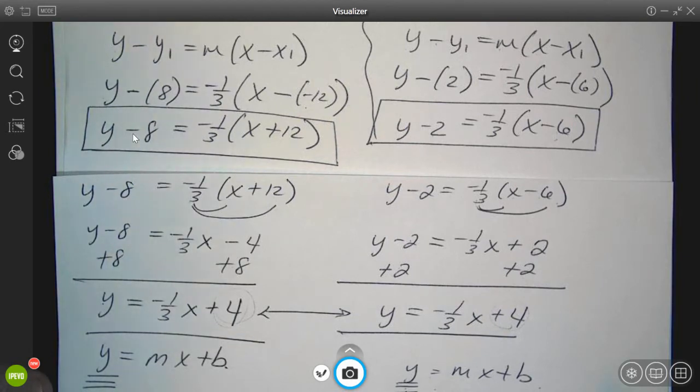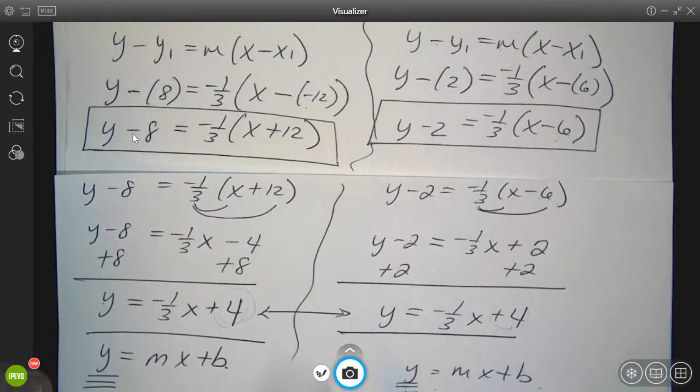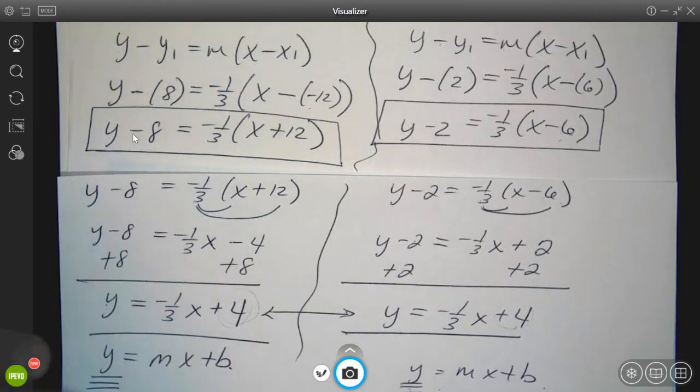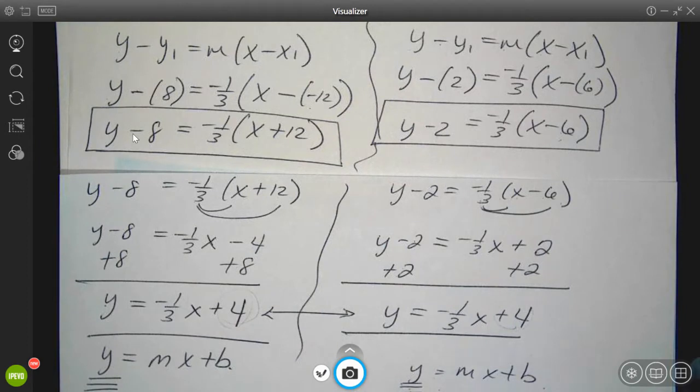So again, you can only do one of them. You don't have to do both sides. This is just practice for you. And I wanted you to see that it doesn't matter what point you use, you should still be able to get the same and the correct equation, right? So in slope-intercept, I get y equals negative 1/3 x plus 4.